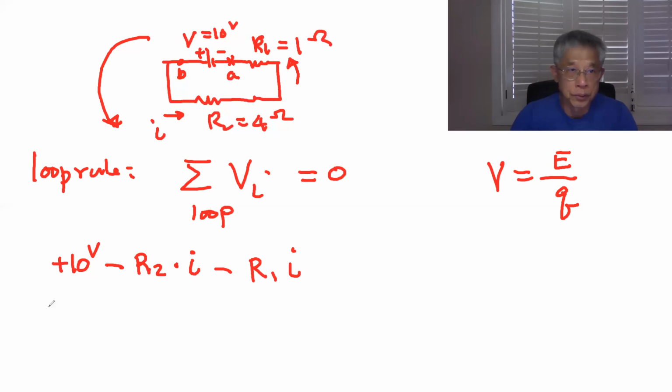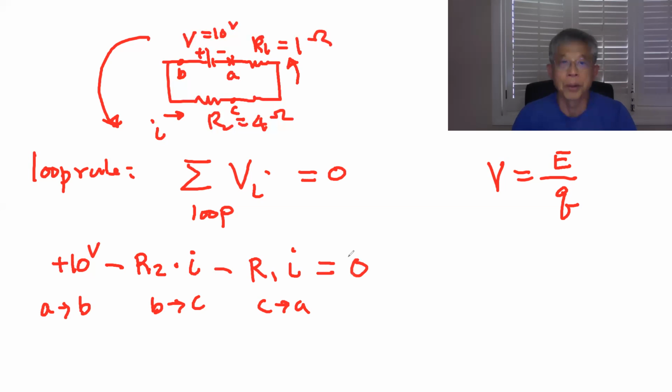So this is from A to B, this is from B to C, and this is from C back to A. So that's a loop right there: A, B, C, back to A. And that is equal to 0.